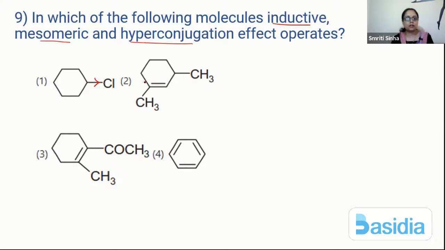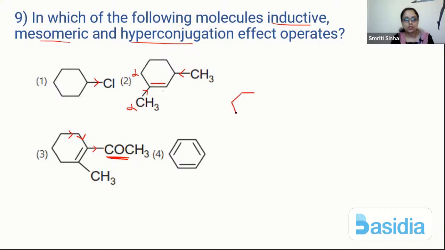Now for the second structure, you cannot talk about the mesomeric effect because there is no conjugation. The inductive effect, yes, you can talk about somewhat, and hyperconjugation also, by the stability of the alkene attached to alpha carbons. But for the third structure, if you see properly, you can even talk about the inductive effect, as you have this electron withdrawing group present. It will pull the electron towards itself. You can even talk about the mesomeric effect.